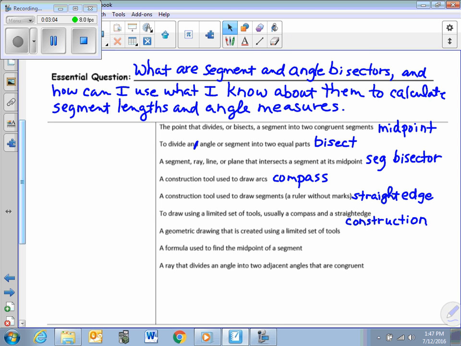Sorry. To draw is just to construct. It's the drawing itself that is the construction. Sorry, I'm getting ahead of myself. So to draw is to construct, the drawing is the construction. Formula used to find the midpoint of a segment, well, that would be the midpoint formula.